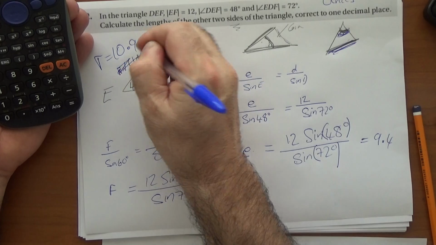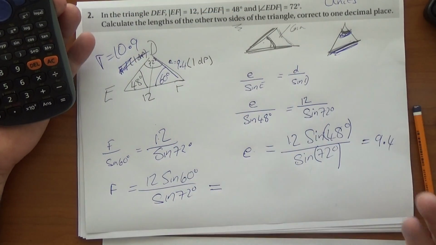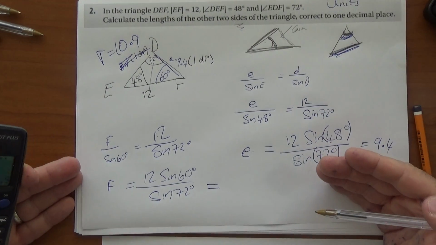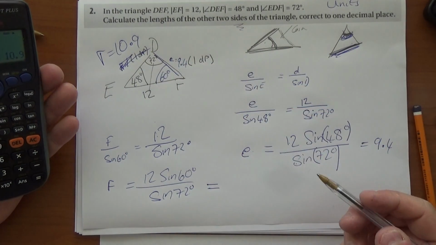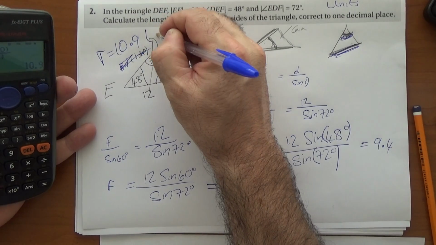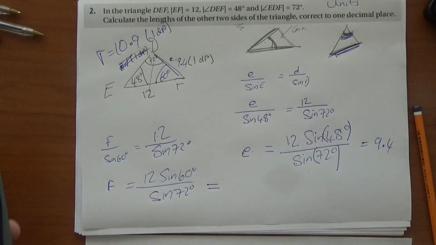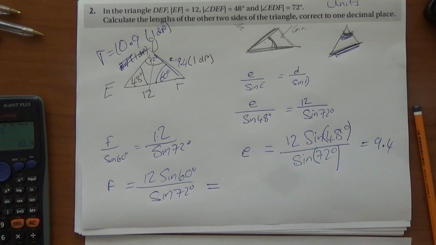Equals 10.9. And guys, only write a minimum amount, what you have to write in your exam paper, and write your answers nice and big. It just makes life easy for the examiner, who might not have eyesight like you have. 1 decimal place. Okay, we've done that. That's good.